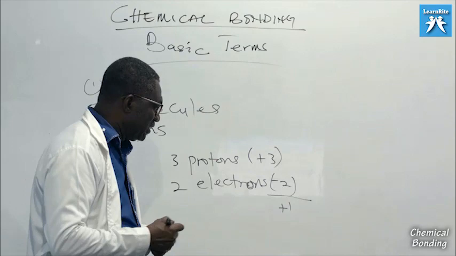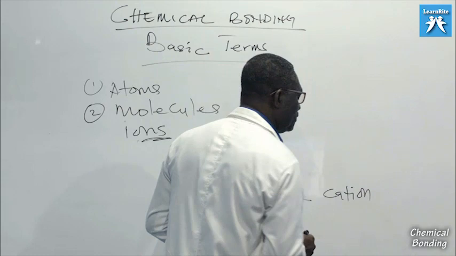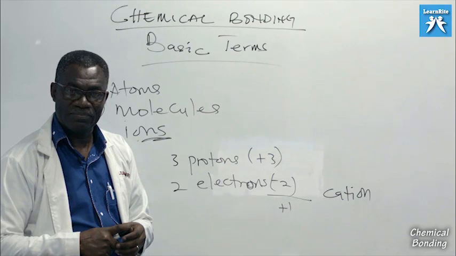But what type of ion? We have two types of ions. Once it is positively charged, we call it a cation. Then please be careful. It is not pronounced cation. It is called a cation.